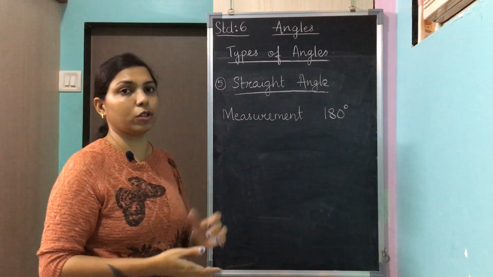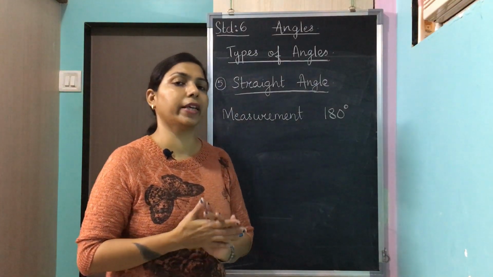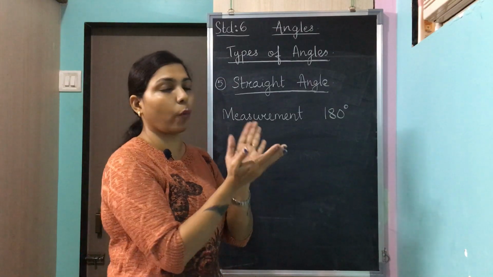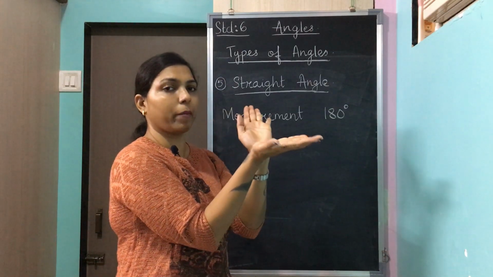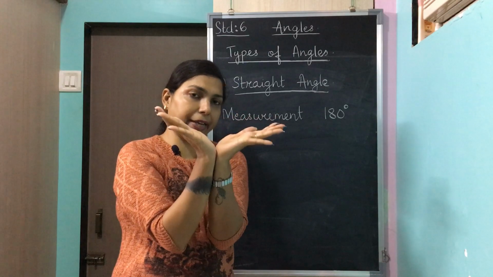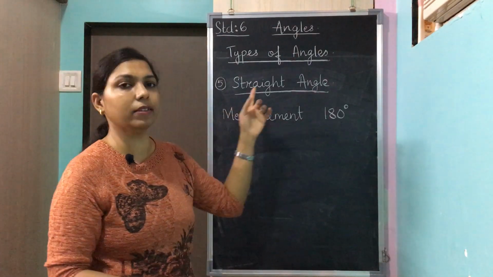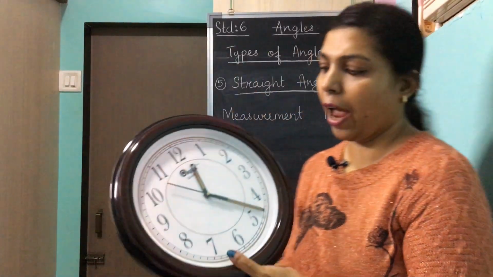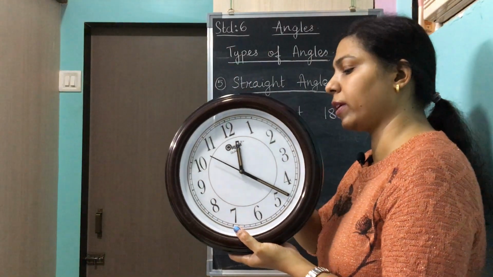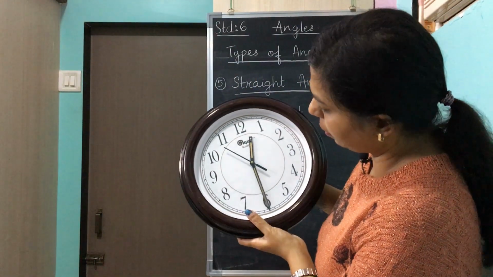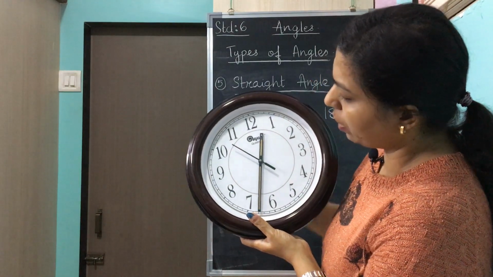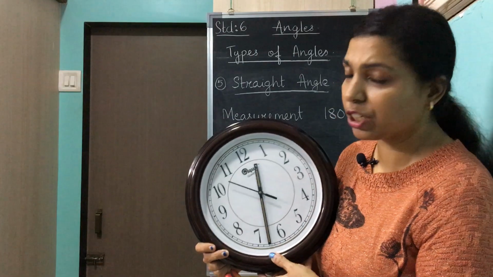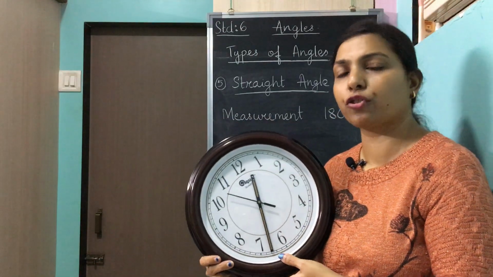Okay, as I had just told you, when the arms of the angle form an exact straight line, then it is called a straight angle. So if we have to show it on this clock and form a straight line using the two arms of this clock, over here we see a straight line formation taking place. So such an angle is called a straight angle.